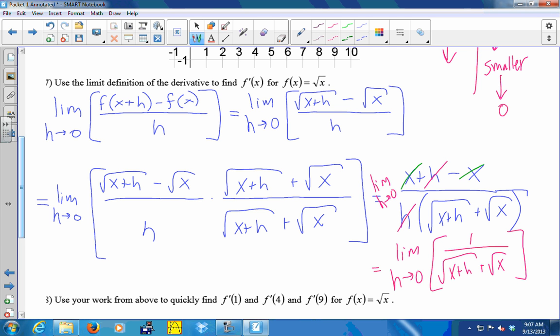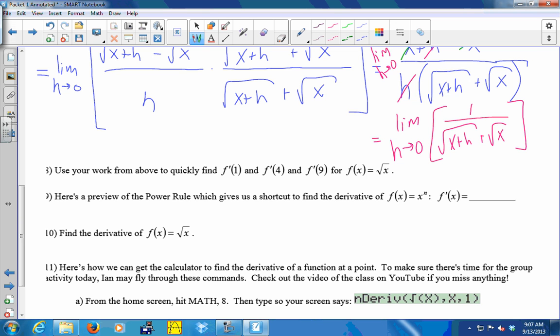What happens to that function as h goes to 0? Yeah, the denominator becomes 2 square root x. When that h becomes 0, the first square root becomes plain old square root x, and then you have square root x plus square root x, which is 2 square roots of x. So now when I'm plugging in h equals 0, I don't have to write limit anymore. And this is going to be 1 over 2 square root x.